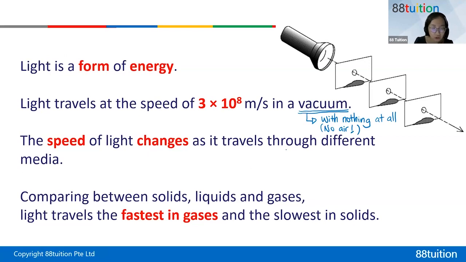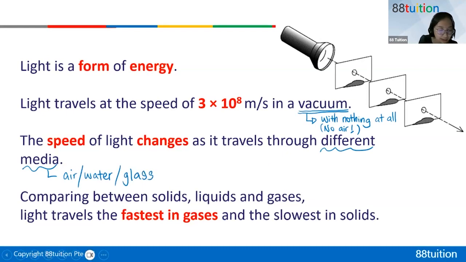Also know that as light travels through different media, what do we mean by different media? It means whether light is traveling through air, or water, or glass, different materials. When light travels through different materials, the speed of the light will change. Just like if I ask you all to run on sand and run on the field, will you all run at the same speed?